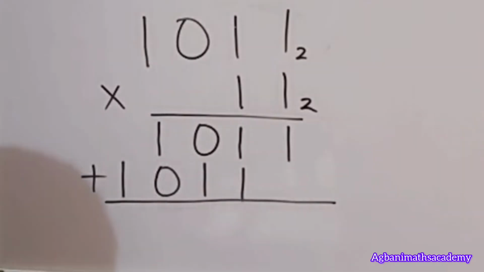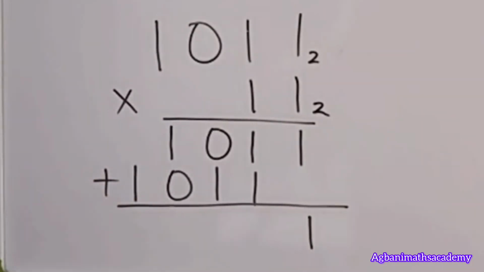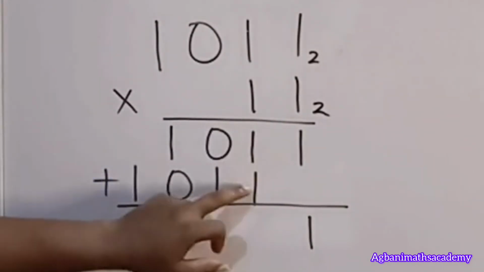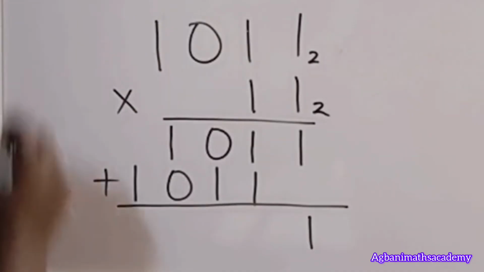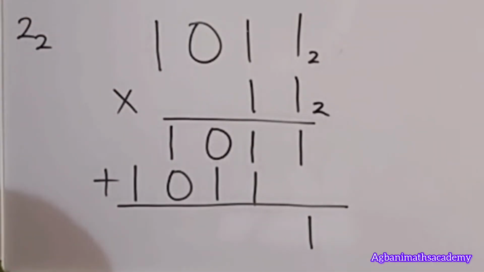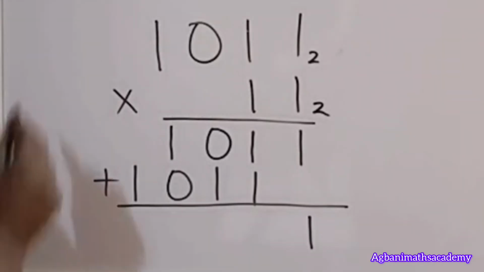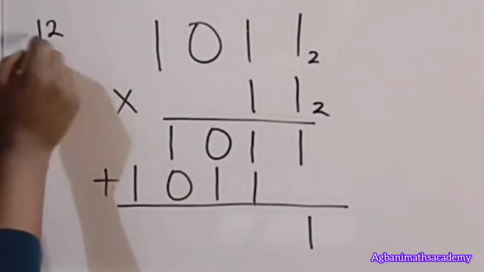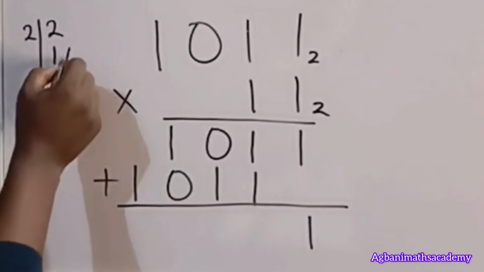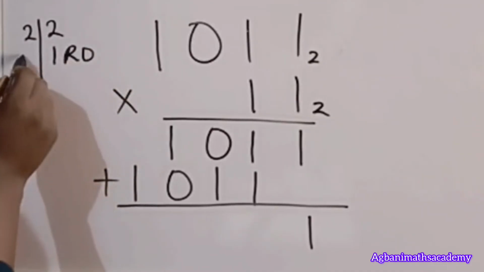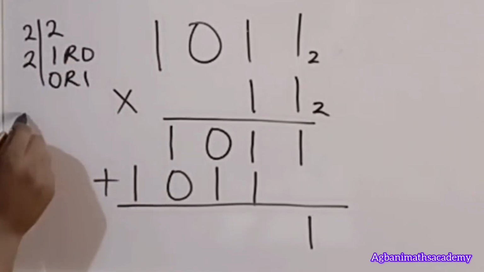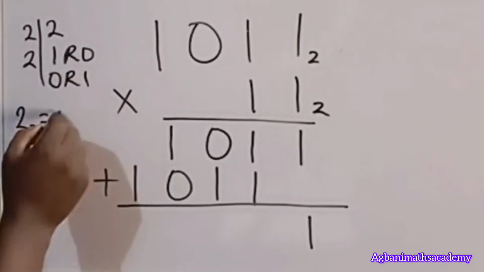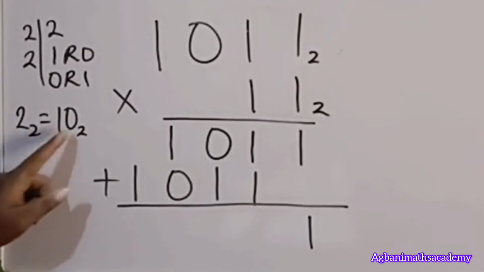So 1 plus nothing is 1. So 1 plus 1 is 2, but we are working with base 2, and there is no 2 in base 2. So if you convert 2 to base 2, what are you going to get? 10. 10, correct. Let's see it. 2 divided by 2 gives 1 remainder 0. Then you divide again by 2. 1 divided by 2 gives you 0 remainder 1. So 2 is the same thing as 1 0 base 2.